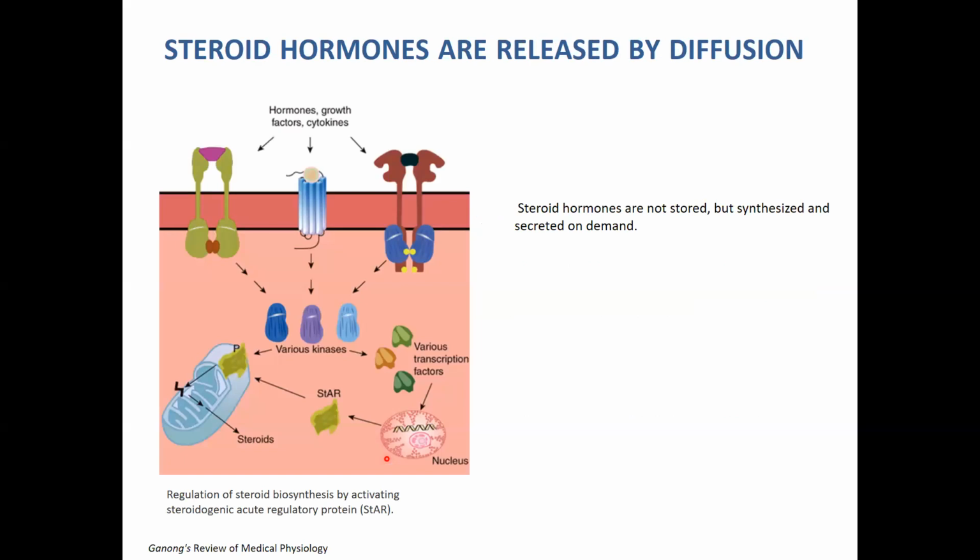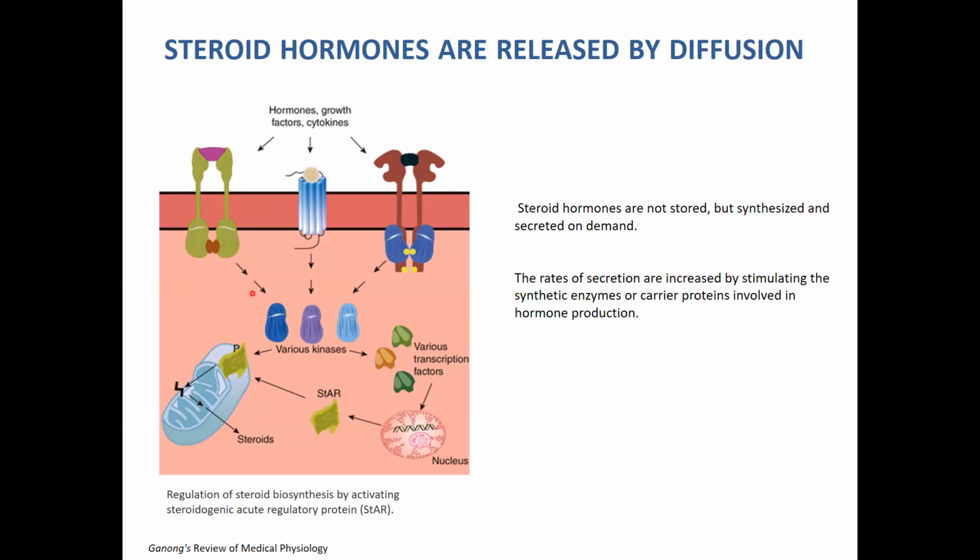So, I mentioned earlier, steroid hormones are not stored, but they're synthesized and secreted on demand. Since they can go through a membrane, you can't store them in a secretory vesicle. The way this happens is that you either have to increase the synthetic enzymes that produce that hormone, or the carrier protein involved in their transport through the body.